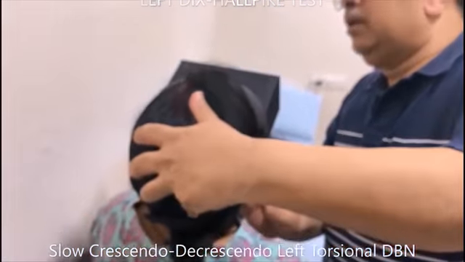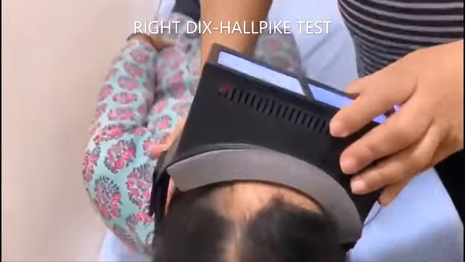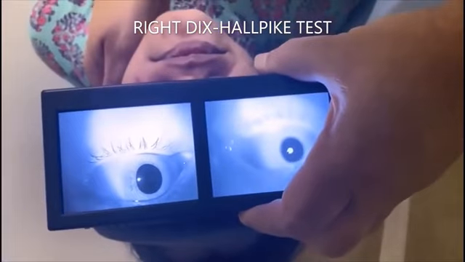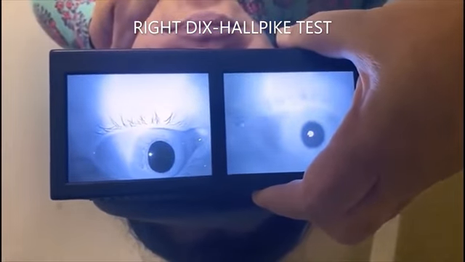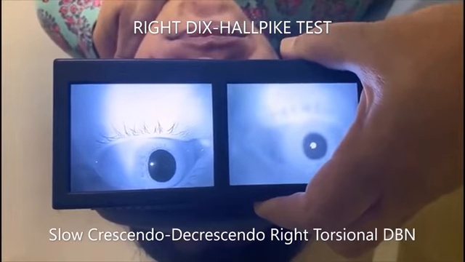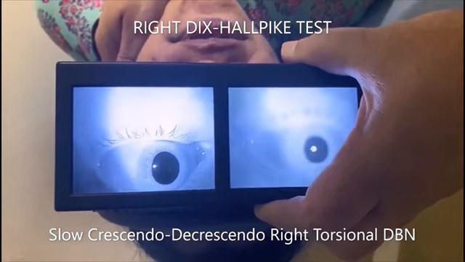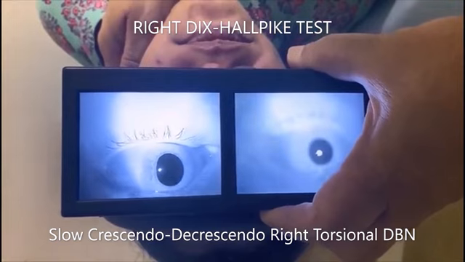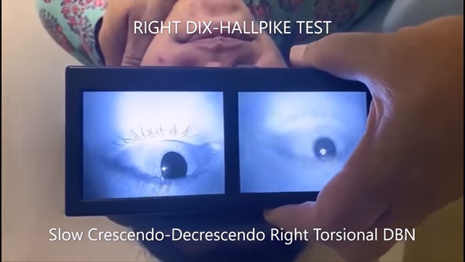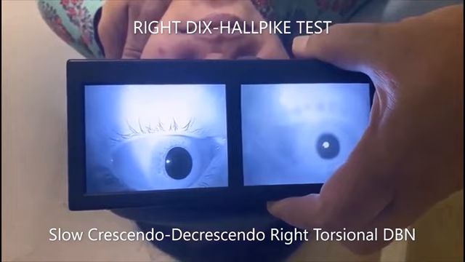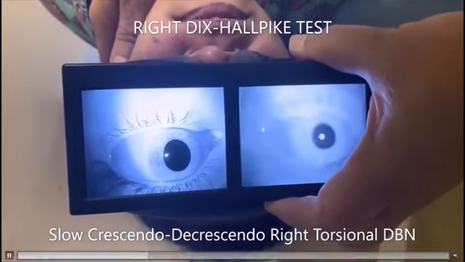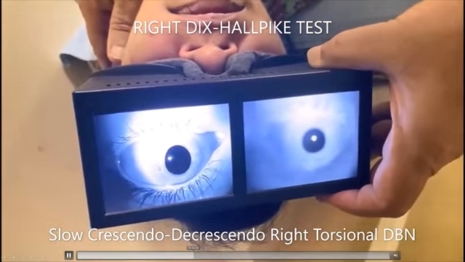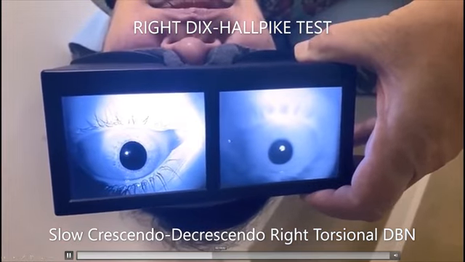Now the Dix-Hallpike test on the right side also elicits a slow crescendo-decrescendo downbeat nystagmus, but the torsional component has now reversed. It is right torsional now, and this can be attributed to the canalolithiasis in the non-ampullary arm of the left posterior semicircular canal. So how we treated this patient is outlined here.